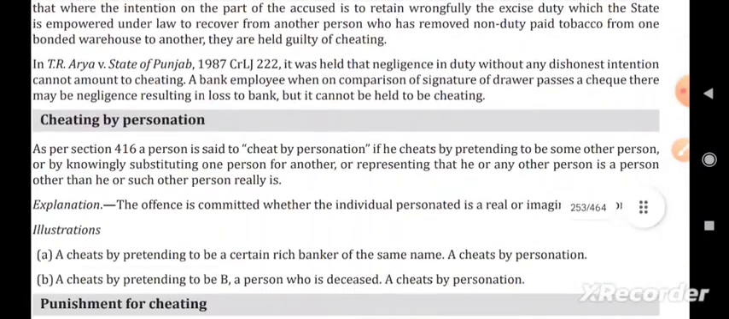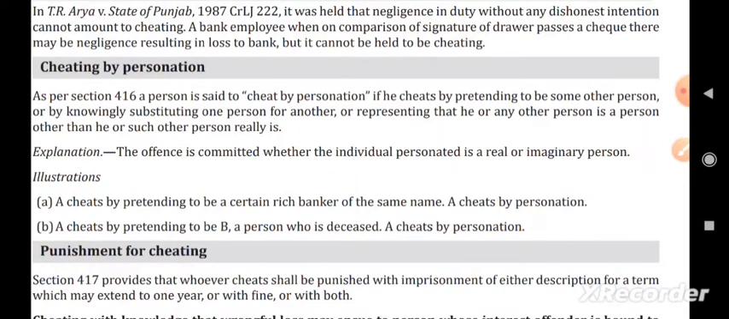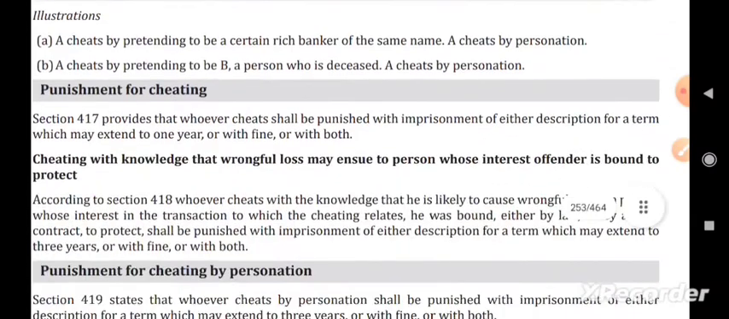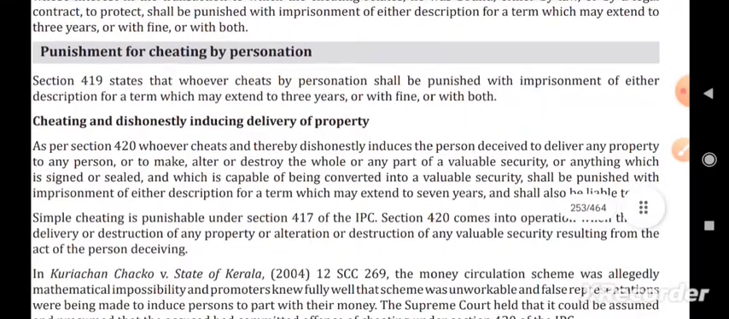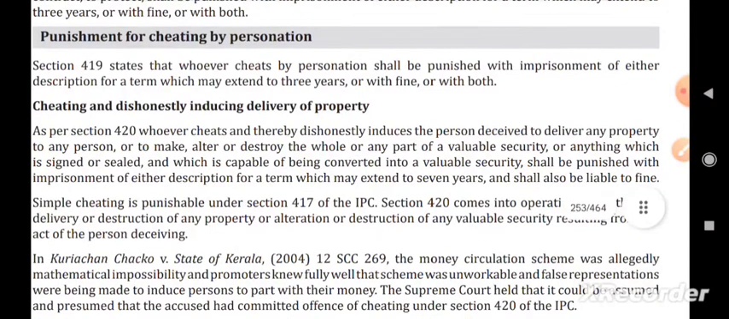Next we have cheating by personation under section 416, which is pretending to be someone else. Punishment for cheating under section 417, a simple cheating, is imprisonment for 1 year or fine or both. Under section 418, imprisonment for 3 years or fine or both. Next is punishment for cheating by personation under section 419: imprisonment for 3 years or fine or both. Cheating and dishonestly inducing delivery of property under section 420: 7 years and fine.